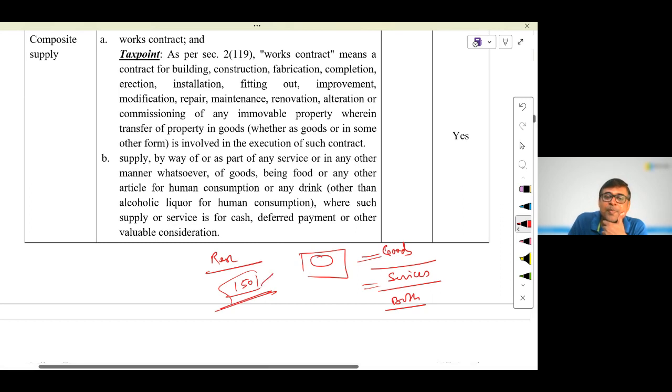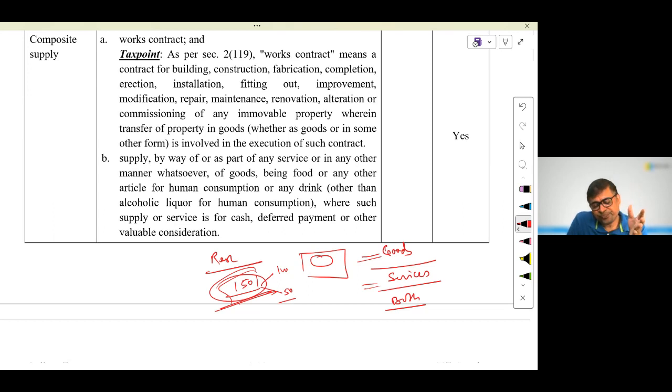They are not charging separately, say 100 for the dosa and 50 for providing services like AC or the waiter. Altogether, the value of this supply is 150. There are no separate charges. In that situation, the question may arise, what is supplied? Is it goods or is it services?